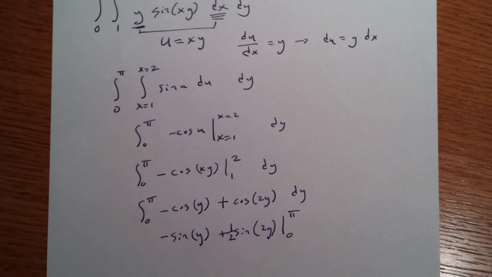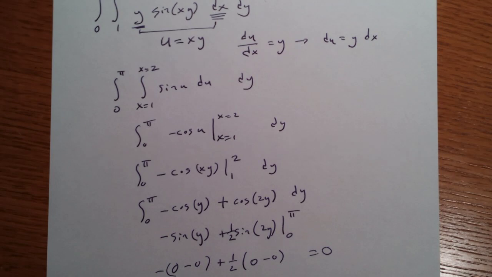An amusing thing happens here. If I actually work this integral out, sine of pi is 0, sine of 0 is 0, sine of 2 pi is 0, sine of 0 is 0. This integral is 0. I did an awful lot of work to get a zero. What does it mean that this integral is zero?